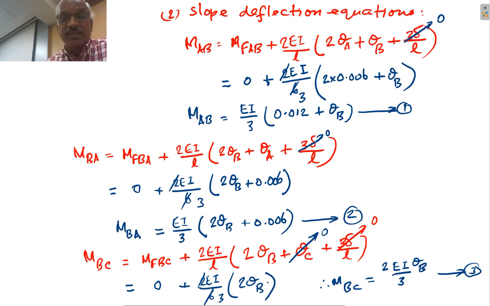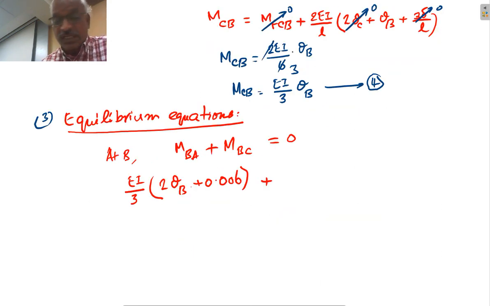Right. Coming to MBC, MBC equals 2 by 3 EI theta B, 2 EI theta B by 3. That is equation number 3, MBC. So this is equal to 2 EI by 3 into theta B, equal to 0. So MBA plus MBC: this is equation number 2, this is equation number 3. When the two are added, you will get this value. Right. So this is the equilibrium equation.